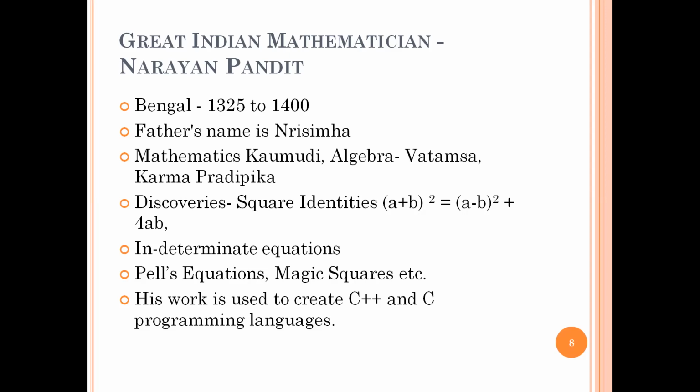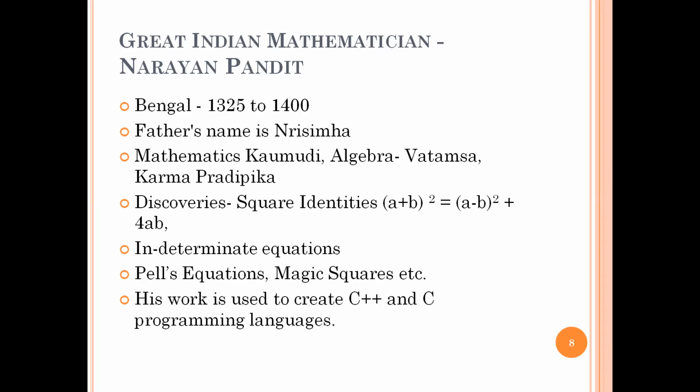We learned the square identities. a plus b whole square is equal to a minus b whole square plus 4ab. Such square identities were first discovered by Narayan Pandit. Also the techniques of indeterminate equations. Those who learn engineering mathematics or higher mathematics from 11th, 12th standard onwards are aware of indeterminate equations, which were originally discovered by Narayan Pandit. Also Pell's equations and magic squares, he made a great contribution there. Solving Pell's equation is still treated as an expertise in mathematics even today.